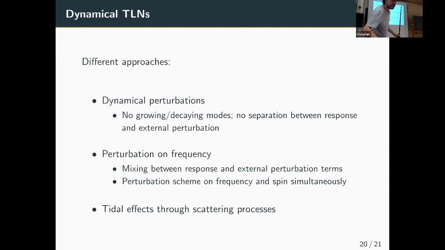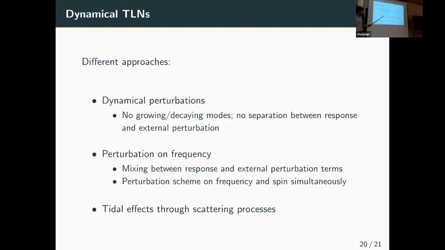I can just give a brief overview of the different approaches that are being tried right now to solve this problem. The first one is just to say, okay, we have the full dynamical system of perturbation equations, and we try to solve it. And again, there are no growing or decaying modes. At infinity, everything is oscillating. There really is nothing that we can work with to separate the response and external perturbation. And so this first approach basically died.